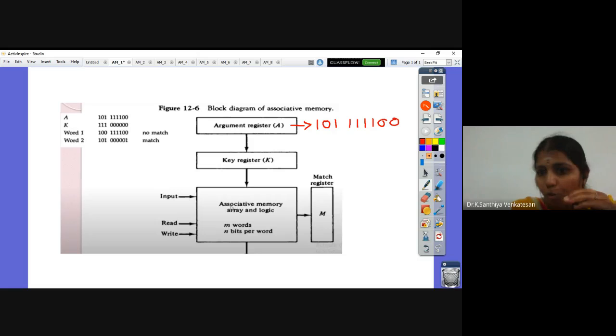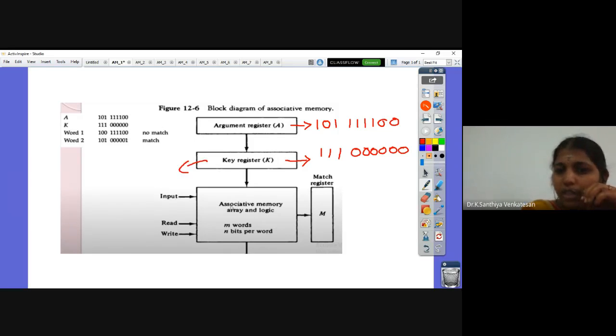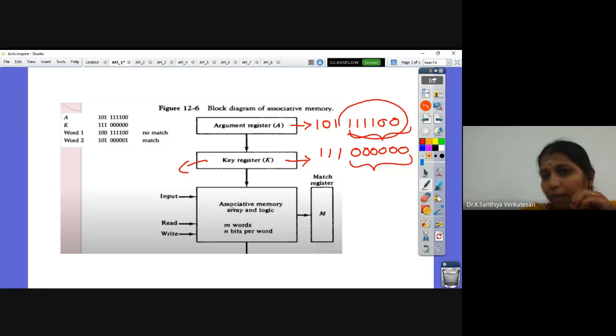The word is stored in the form of bits. You all know that, and I have m words in my memory, and each word contains n bits. Then next comes my key register. The value of the key register I'm setting is triple one, followed by all zeros. The purpose of the key register is to mask. See, all these bits are masked. I'll not compare these bits because here I have masked everything.